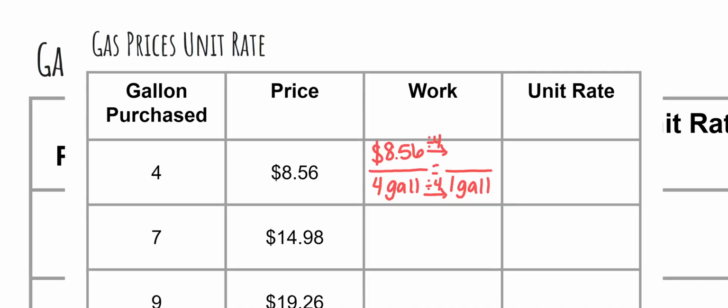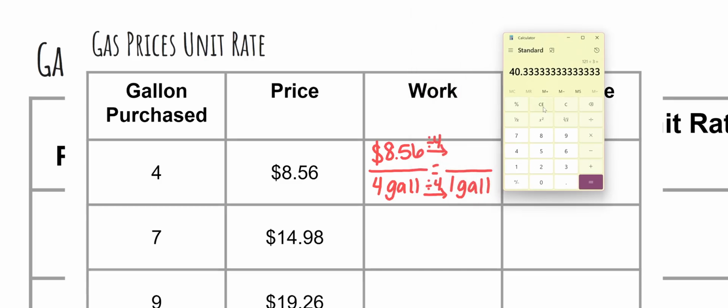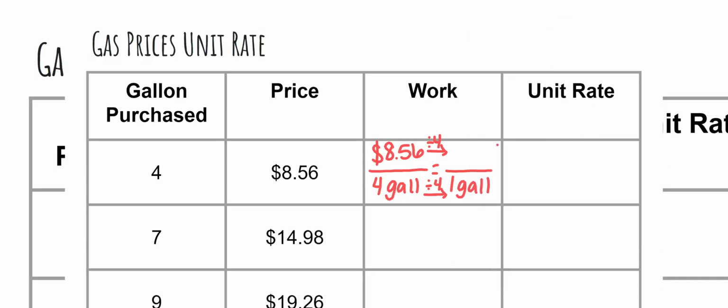we'll get our handy dandy calculator, and I'm okay with you guys using calculators on these. And we're going to say $8.56, and we are dividing it by 4. So that gives us $2.14. So that means in this gas station we're at, gas is $2.14 per gallon. So I can write that.